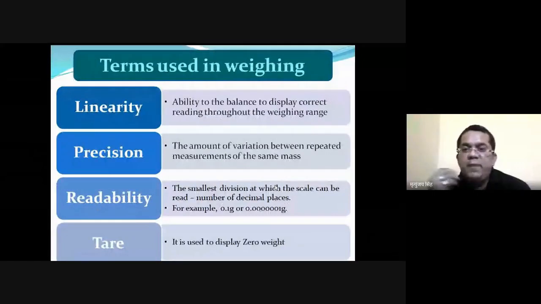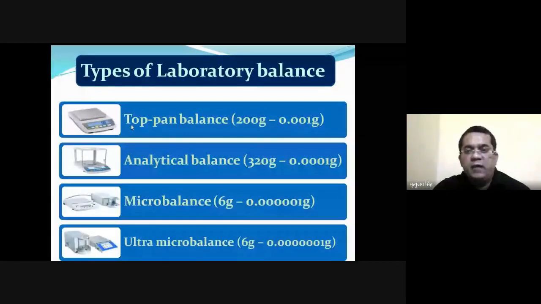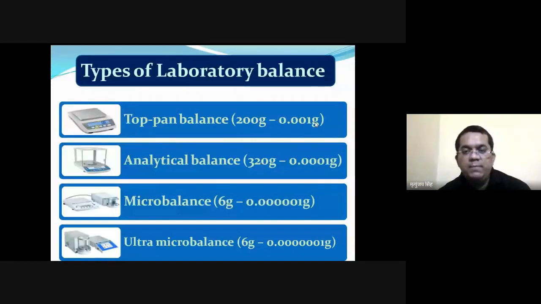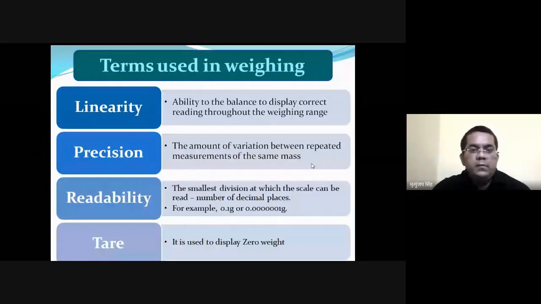Linearity is the ability of the balance to display the correct reading throughout the weighing range, which means the range of weighing for any balance. If we are taking a top loading balance of 200 gram to 1 mg, it means if you are going to weigh either 200 gram or 10 milligram or 1 gram, at all levels the balance should show the correct value, then it's called precision.